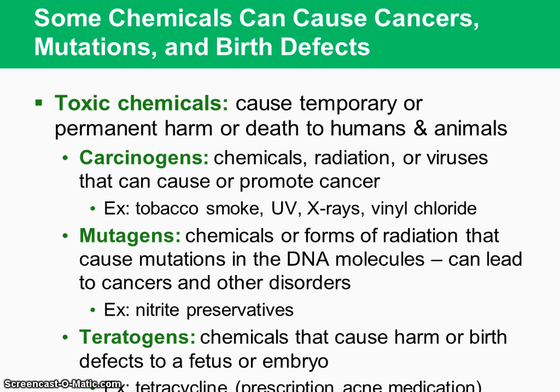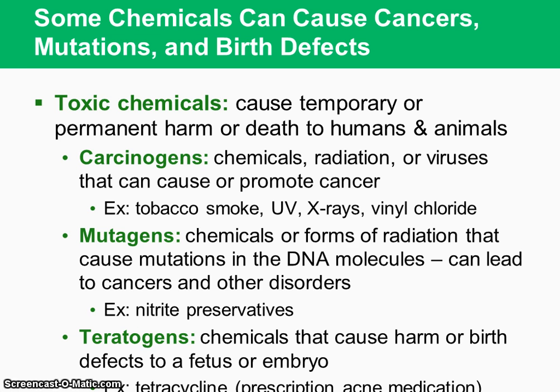But an example is nitrite preservatives. You might notice a lot of times nowadays in the grocery store that your hot dogs will say nitrite free. And one of the reasons is we're very concerned that some of the preservatives that we're putting in our food could eventually cause mutations in our DNA.